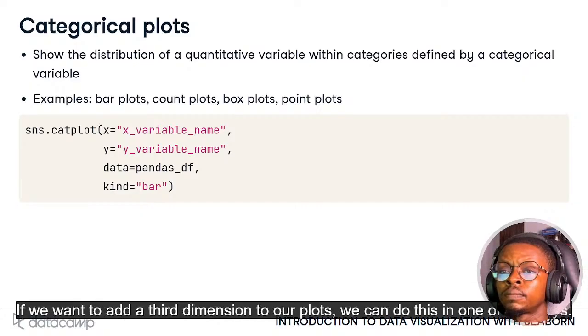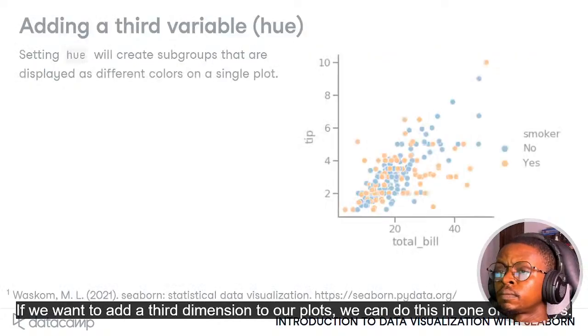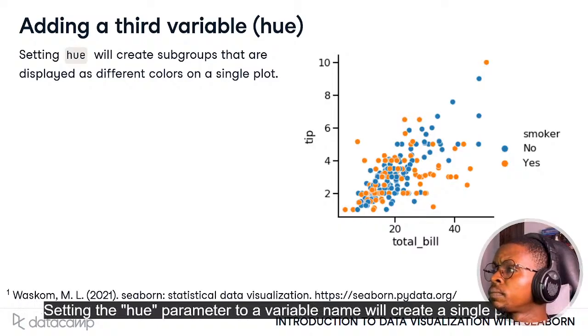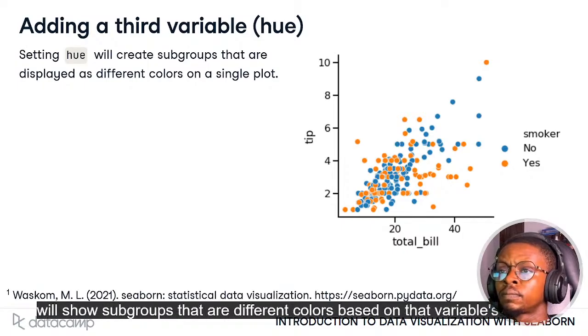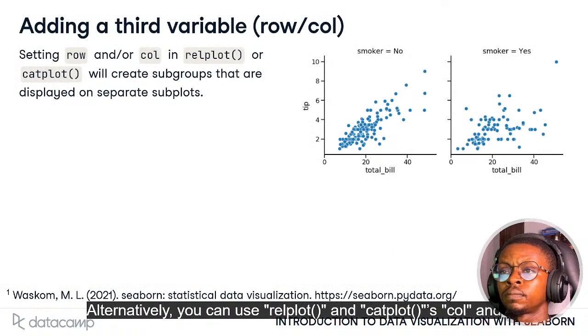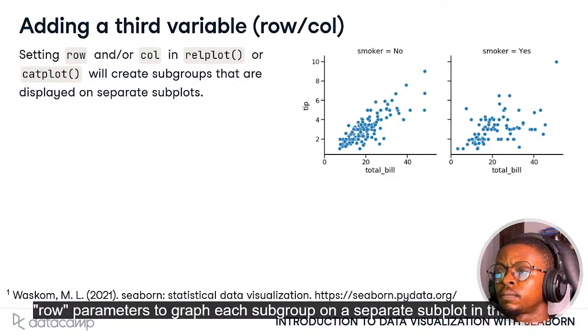If we want to add a third dimension to our plots, we can do this in one of two ways. Setting the hue parameter to a variable name will create a single plot, but will show subgroups that are different colors based on that variable's values. Alternatively, you can use relplot and catplot's col and row parameters to graph each subgroup on a separate subplot in the figure.